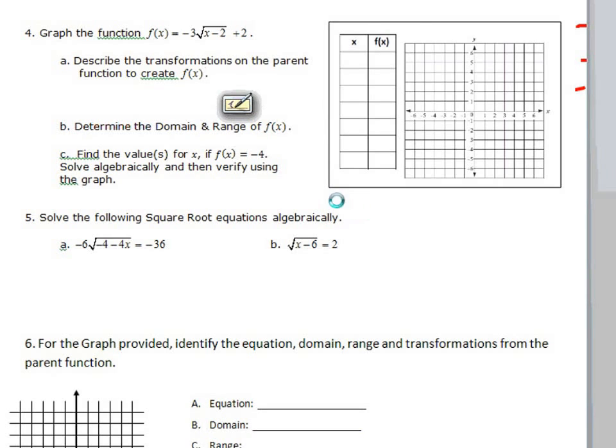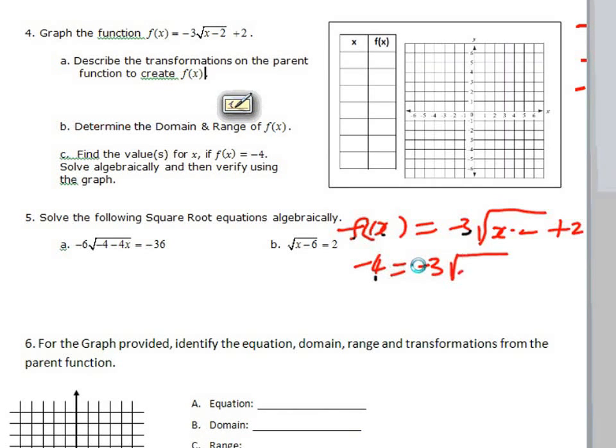So if you see, he's saying find the values for x if f of x is equal to -4. That means in place of f of x, I'm plugging in -4. Let's see what happens. Let me write my f of x first. f of x is equal to -3 square root of (x - 2) + 2. The 2 is outside. Now he says f of x is -4. So plug in -4: -4 is equal to -3 times square root of (x - 2) plus 2.